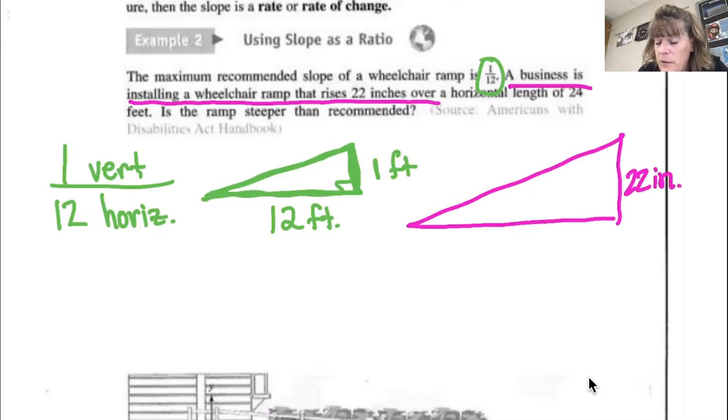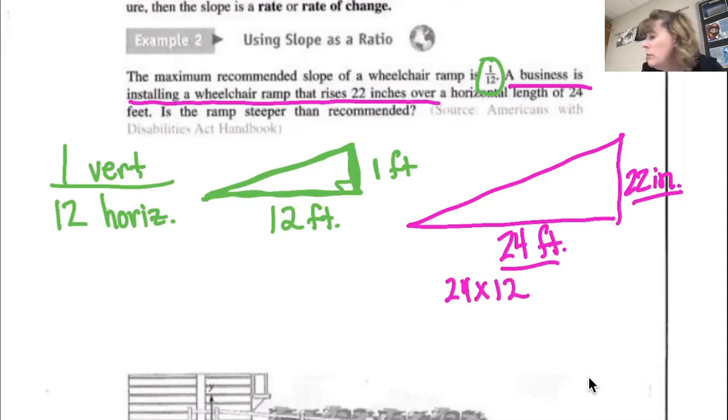Over a horizontal length of 24 feet. The problem here is this is inches, this is feet. We need to know if this works out. So let's take the feet, 24 times 12, and we'll get a calculator here. This is 288 inches.